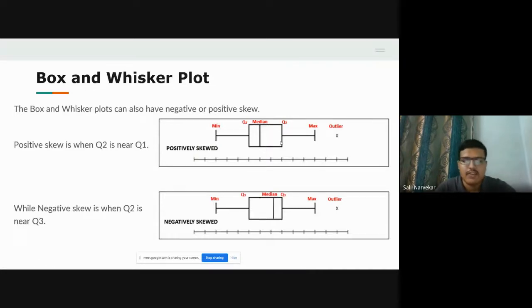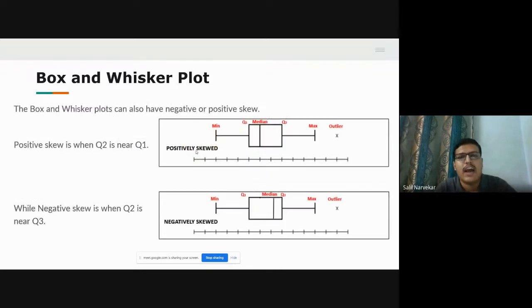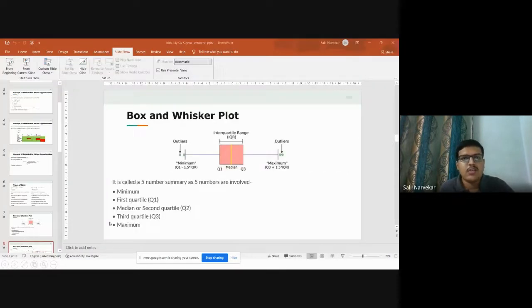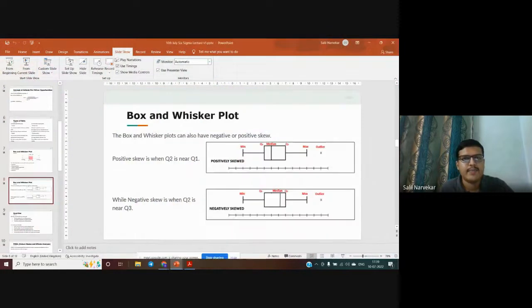In this case, the median is directly in the center. That's called a box plot with no skew. We can also have a box plot with negative skew or positive skew. Positive skew is when Q2, the median, is near Q1, and negative skew is when the median, that is Q2, is near Q3. So, going ahead.